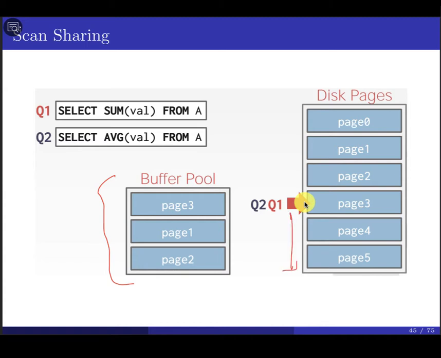Once it's done and query one is done, query two is going to say, okay, I started from page three, but I still need to fetch page zero, page one, and page two, which I'm going to perform here. Okay?